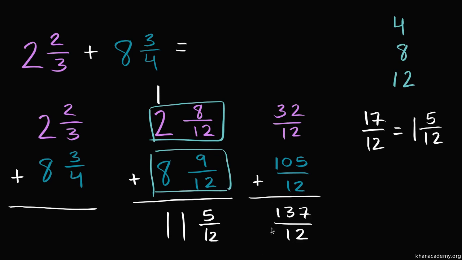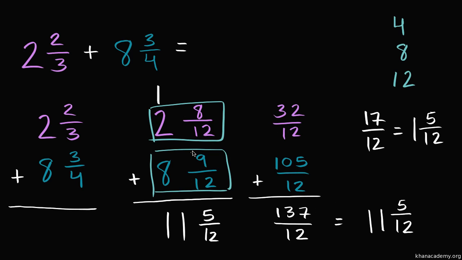137/12. And then if we wanted to rewrite this as a mixed number, we could say, okay, let's see, 12 will go into 137 11 times. 11 times 12 is 132, so you would have 5 left over. So it's 11 and 5/12. So you could have done it either way.